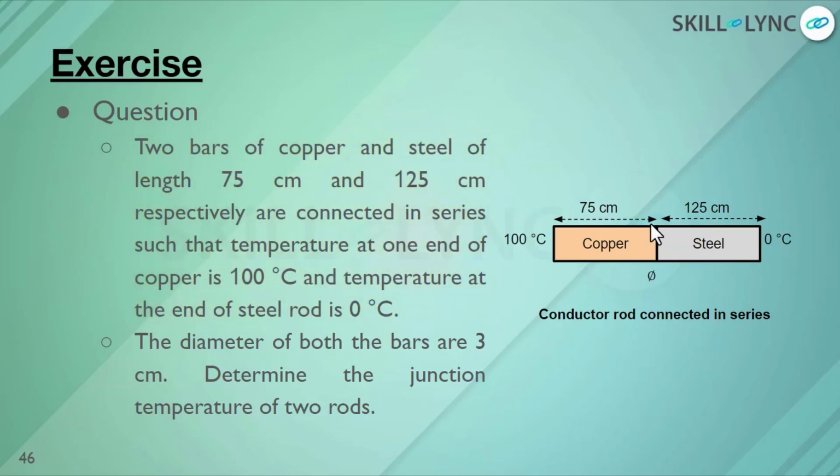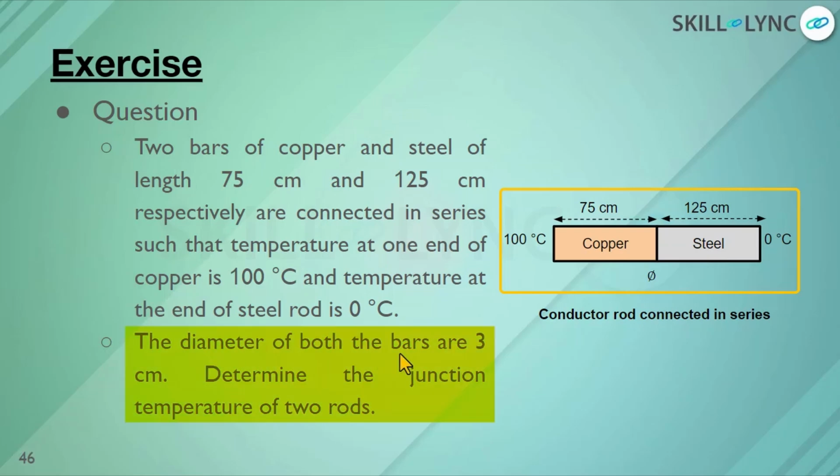Let us understand the picture first. Two rods are connected in series. This is the copper rod, this is the steel rod. The open end of the copper rod has a temperature of 100 degrees Celsius and the open end of the steel rod has a temperature of 0 degrees Celsius. Also, it is mentioned that the length of the copper rod is equal to 75 centimeter, whereas the length of the steel rod is equal to 125 centimeter. Further, let's see what the question says.